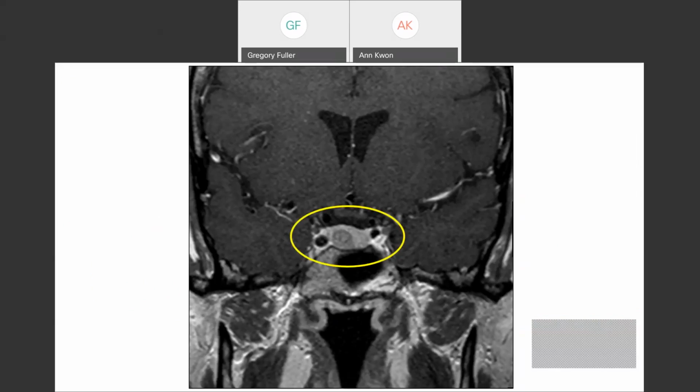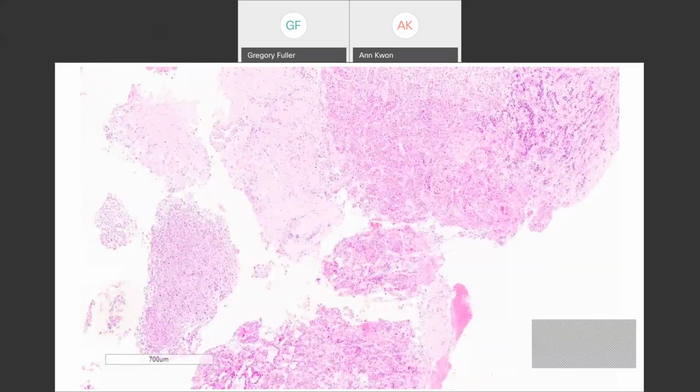So I will help you out. This is the area we're looking at. It's the sella. There is a lesion there, okay? Here is the histology. Now I'm going to ask you what the diagnosis is in just a second. I want to show you all this first.